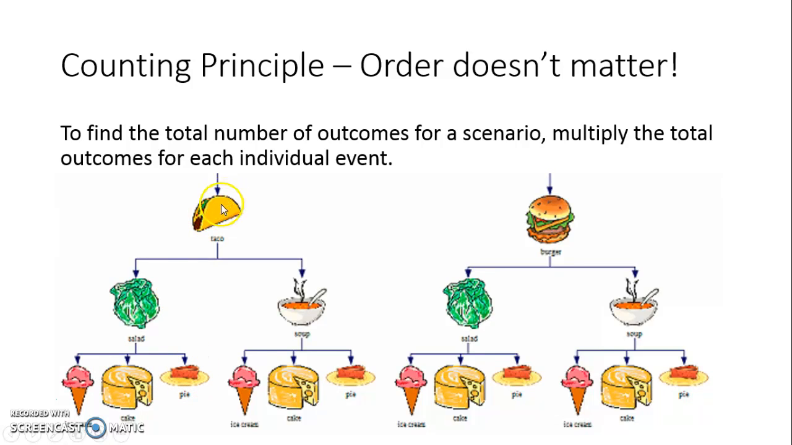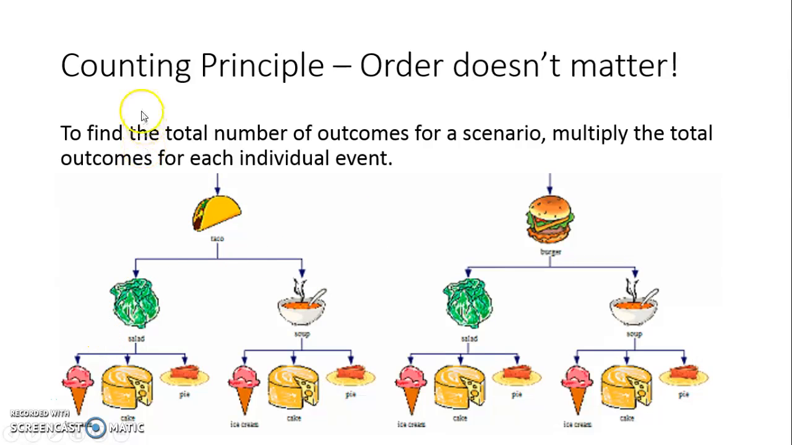Okay, now I could also get taco, soup, and ice cream. That's a 4th option. Okay, taco, soup, cake, that's the 5th one, and then taco, soup, pie, that's the 6th one. Okay, so just on this half of the diagram, we already have 6 options. Now we can replicate that over here. If you get a burger for the entree, you would have another 6 options. So that's 12 altogether. But that takes a little bit of thought and a little bit of diagramming to map all that out.